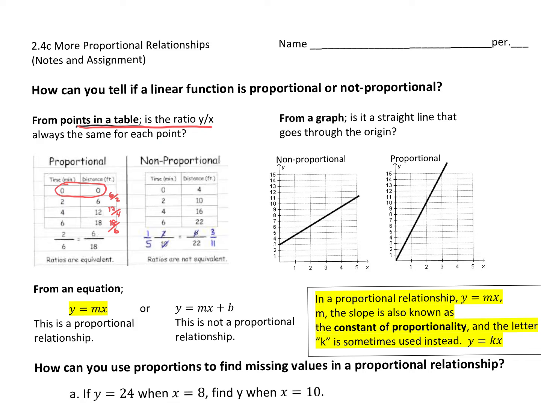proportional relationship. In a non-proportional relationship, all the ratios are not the same. See, 10 divided by 2 is not the same as 16 over 4, because 10 over 2 is 5 and 16 over 4 is 4. They're not the same, so that one's not proportional. And it doesn't go through 0, 0, it goes through 0, 4, not proportional.